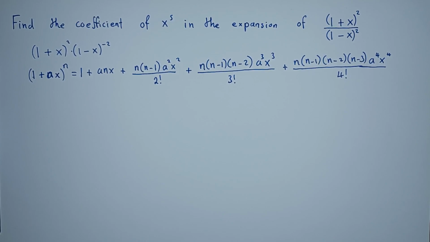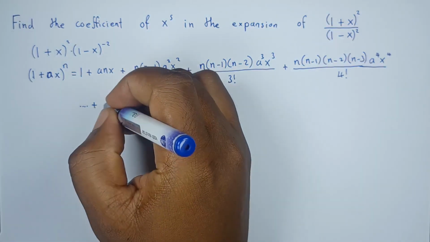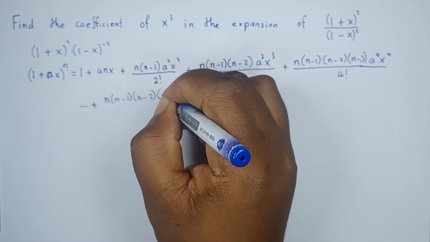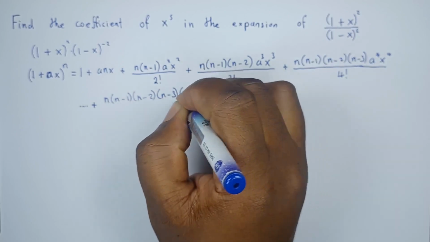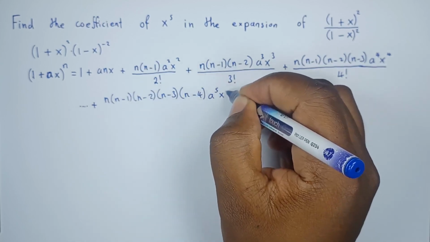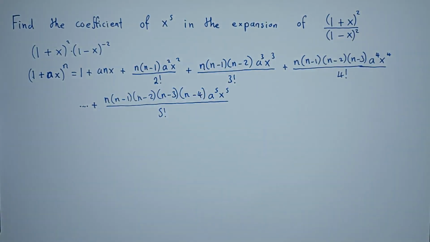Okay, so since we also want the term x to the power 5, we can say it continues. So we'll have n(n - 1)(n - 2)(n - 3)(n - 4) a to the power 5 x to the power 5, and all this is over 5 factorial. We need all these because remember we're looking for the coefficient of x to the power 5. Okay, so how is this going to help us?